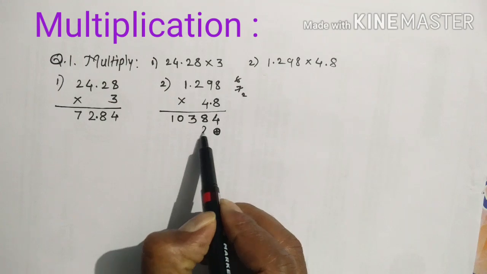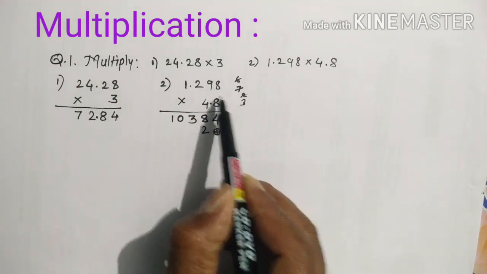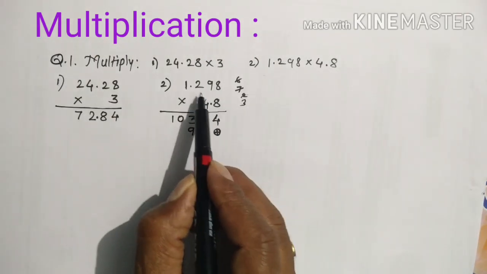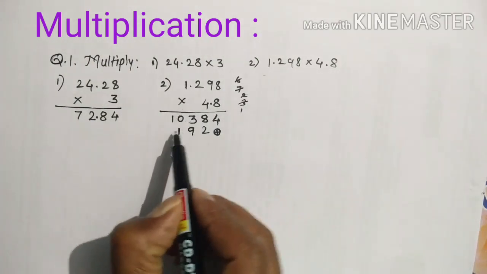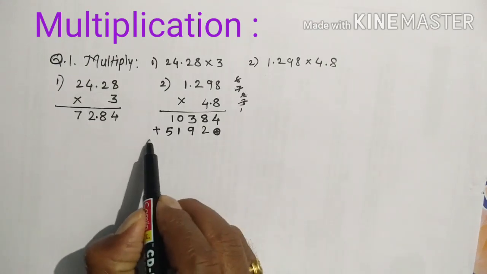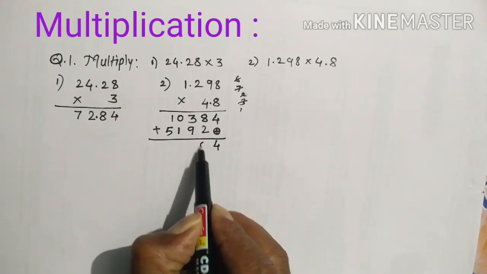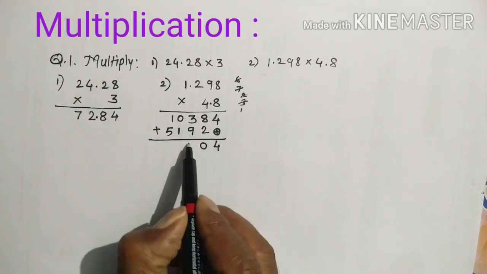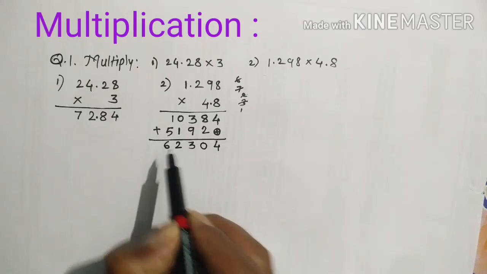4 8s are 32, carried 3, 4 9s are 36, 36 plus 3 is 39, carried 3, 4 2s are 8, 8 plus 3 is 11, carried 1, 4 1s are 4, 4 plus 1 is 5. Like this it will be. Now simply add: 4 plus 0 is 4, 8 plus 2 is 10, carried 1, 9 plus 1 is 10, 10 plus 3 is 13, carried 1, 1 plus 1 is 2, 5 plus 1 is 6.